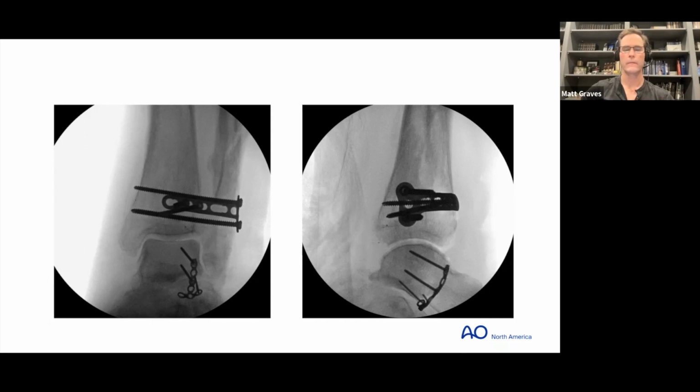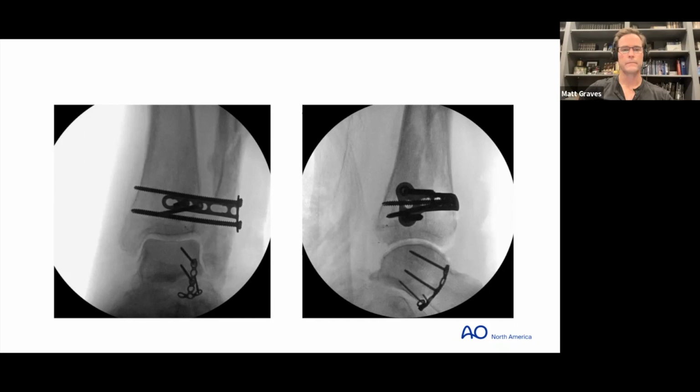And I think that the metaphysis heals much faster than the shaft does. Like in Brad's case there, you're asking those screws to hold for a long time, because the shaft's going to take longer than the metaphysis to heal. Yeah, I agree. Especially in morbidly obese patients like that, you really have to empower everything in order to try to get healing. So I thought that was a strong way to fix a syndesmosis initially, but it still wasn't enough.